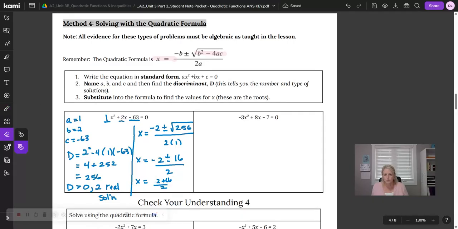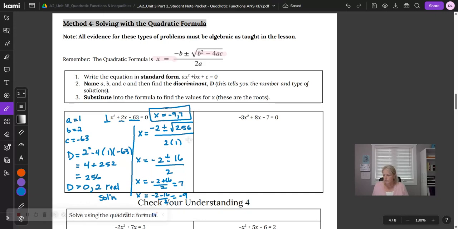I erased the wrong thing. Negative 2 plus 16 is 14, divided by 2 is 7. And then the other side of that is negative 2 minus 16, divided by 2. So this is going to be negative 18 divided by 2, which is negative 9. So we do get 2 numbers for our solution. I'll write them up here just to keep them separated. So x equals negative 9 or 7.